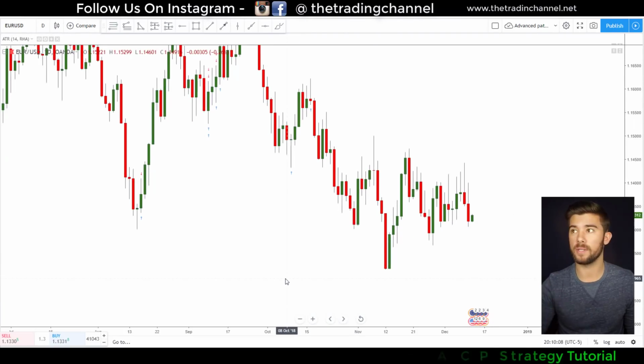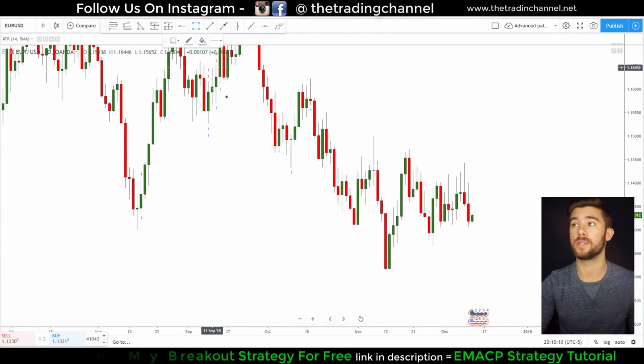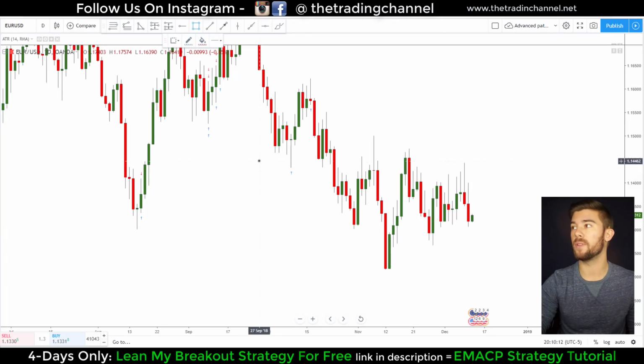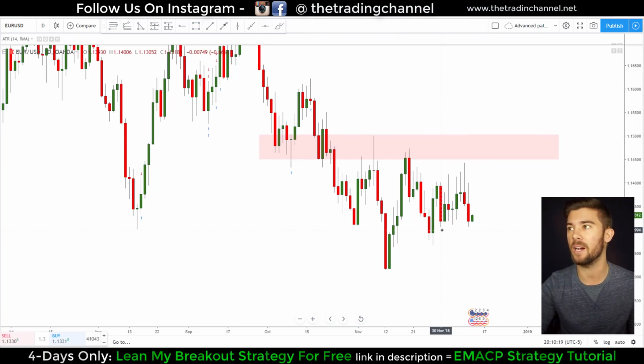So on the euro dollar, you can see that we actually had a zone pointed out on this currency pair at around 114.5. That's really the area we were looking for. In this zone is what we were saying we were waiting on the market to get back up to in order to give us an opportunity to go short in trend continuation on this specific currency pair.